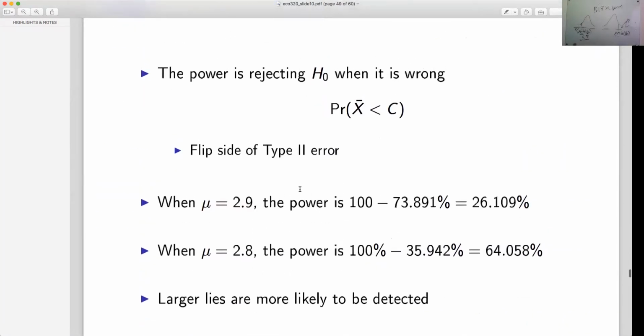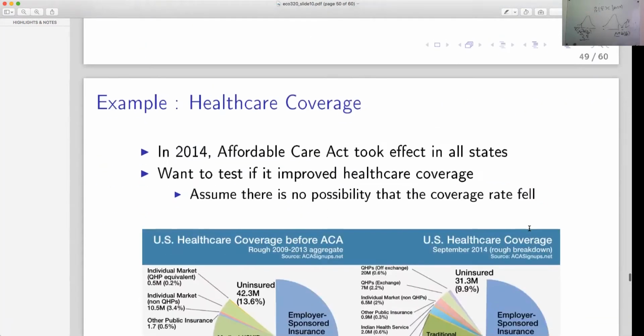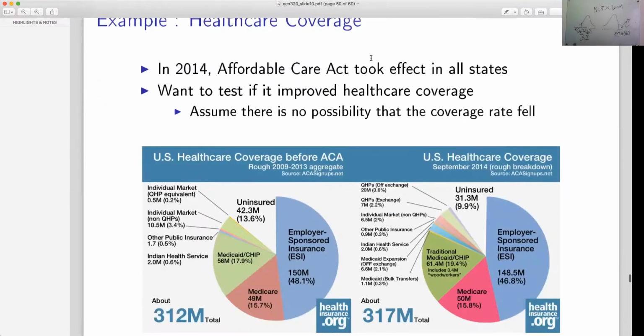The power of the test is the flip side of the type 2 error. So if mu decreases, then the type 2 error decreases. So of course, the power would increase. So this is another type of example.